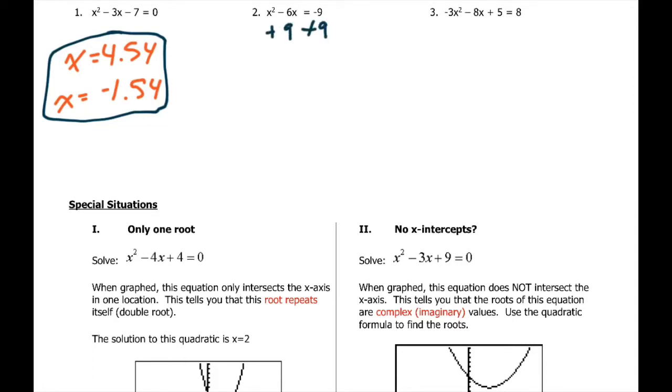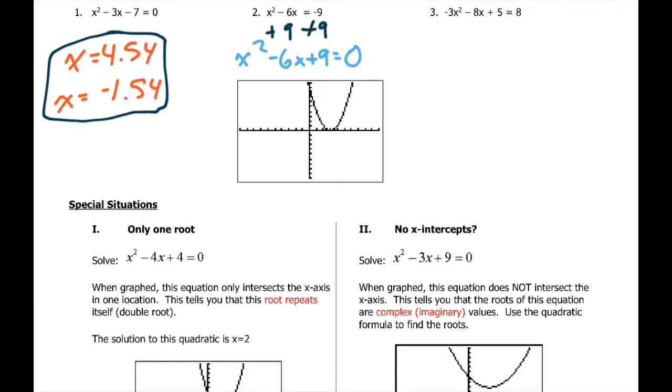For number 2, the first thing we need to do is actually get it equal to 0. So I'm going to start by adding 9 on both sides. And we get x squared minus 6x plus 9 equals 0. Now we're going to try to graph this. So I used my calculator to graph this, and notice how our quadratic only touches the x-axis at this one spot right here. And that's actually going to be x equals 3. If we look really closely, it's got 1, 2, 3. So right here is our x-intercept, and that's the only one.